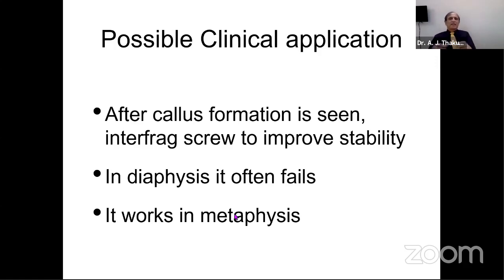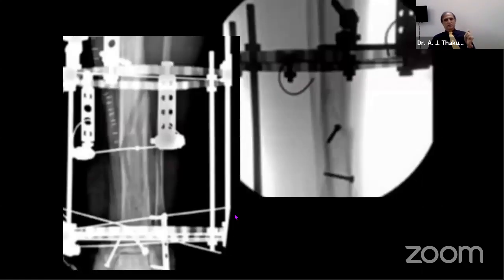A possible clinical application is that after callus, an interfragmentary screw could be applied to improve the stability. Now, if this is done in the diaphysis, it often fails, but it could work in the metaphysis region. In diaphysis, it does not work. In metaphysis, this could work, and that can be tried. This is one rare example I'm showing. Here, after the initial callus was formed, this olive wire was removed and 2 screws were passed, and the fracture led to union. But in multiple cases, it has failed and it should not be done.